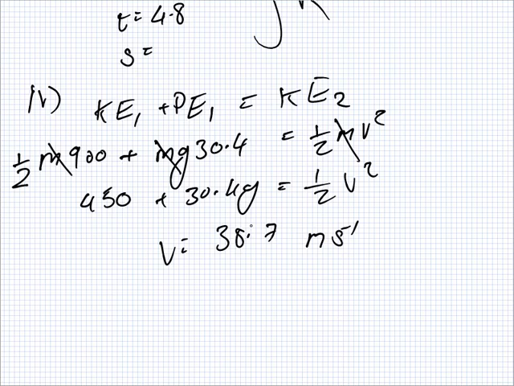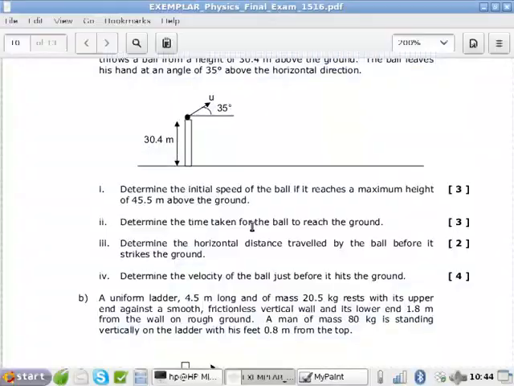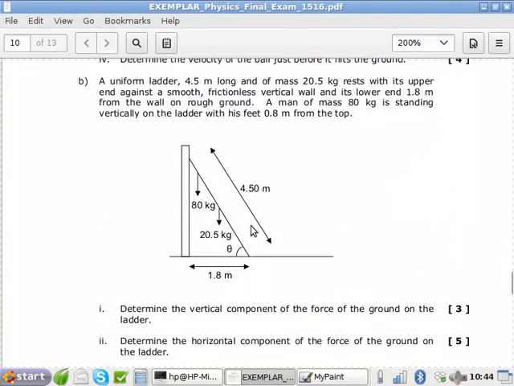Now look at the B part. It tells you what to find: the vertical component, the horizontal component. Determine the vertical component of the force of the ground on the ladder. Is there friction? Frictionless wall. So they want the horizontal and vertical forces at the base of the ladder, basically.